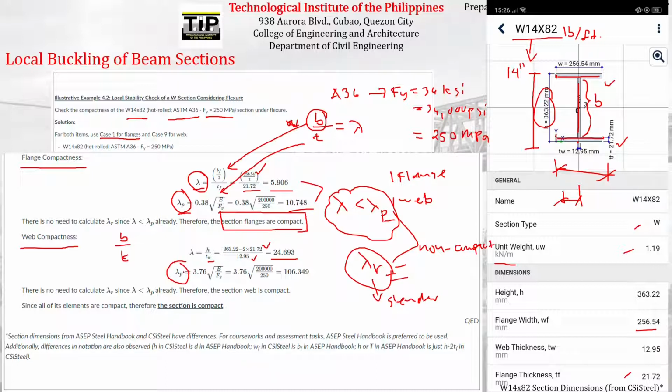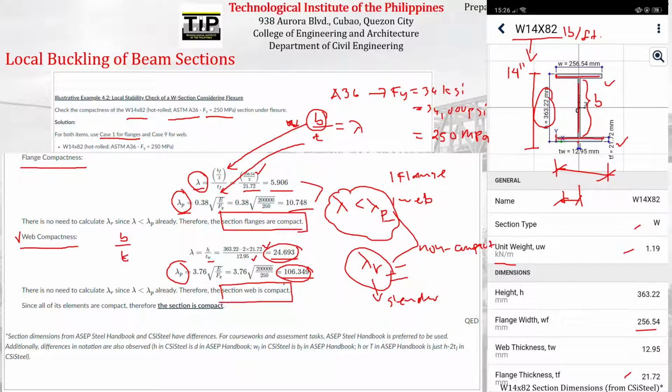So this is the formula for lambda p for the web. That's actually case 9 for the web. If you look at the table written in the code, that is actually case 9. This is the formula for web compactness. So substitute the corresponding values, and you can compute for this, 106. Compare the two, and you can easily see that the limiting value for compact classification is actually larger than the actual width thickness ratio of the web. Therefore, we can easily say that the section web is compact.